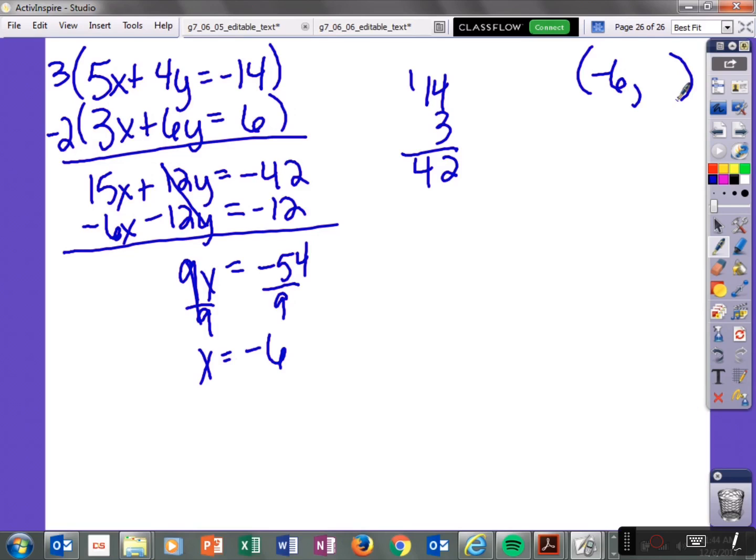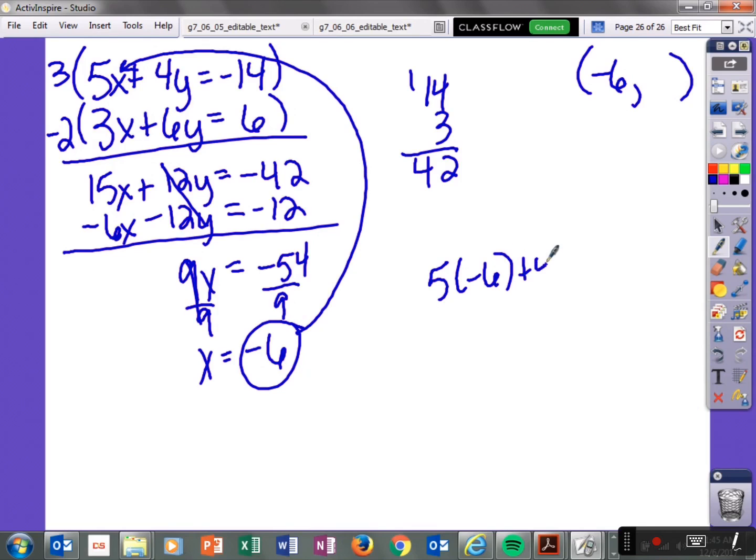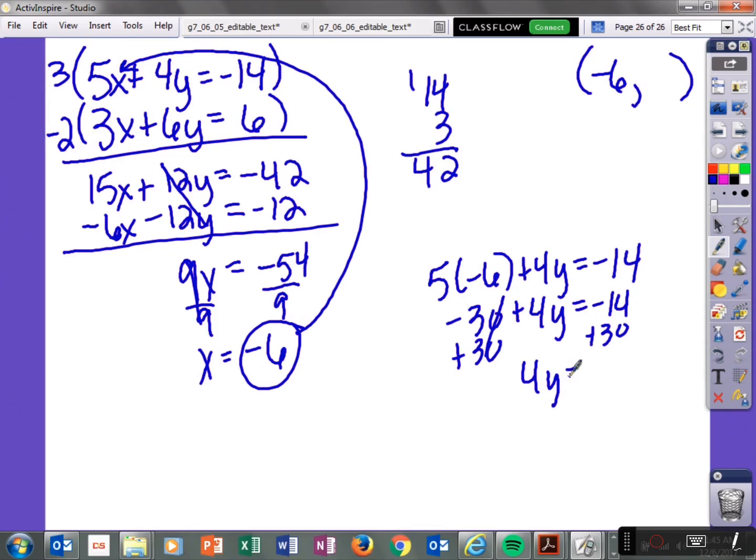Now find y. Do we have to plug it into this one? No. When we plug it into the top, do you include the 3? No. Do you have to plug it into the top? No, you can plug it into the second one, right? Negative 6 over 4. I got that answer. Negative 6 over 4.